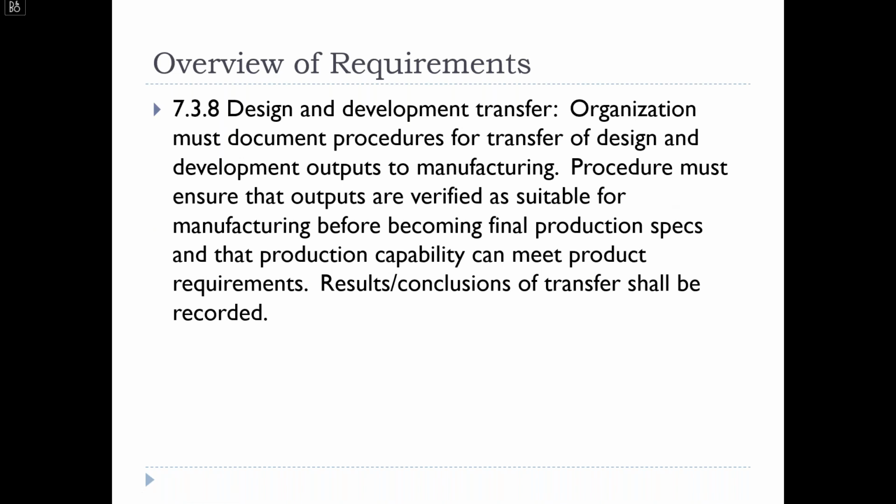738 is a call out for a documented procedure for transfer of design and development outputs to manufacturing. The procedure has to ensure that outputs are verified as suitable for manufacturing before becoming final production specs, and the production capability can meet product requirements. Results and conclusions of the transfer need to be recorded.